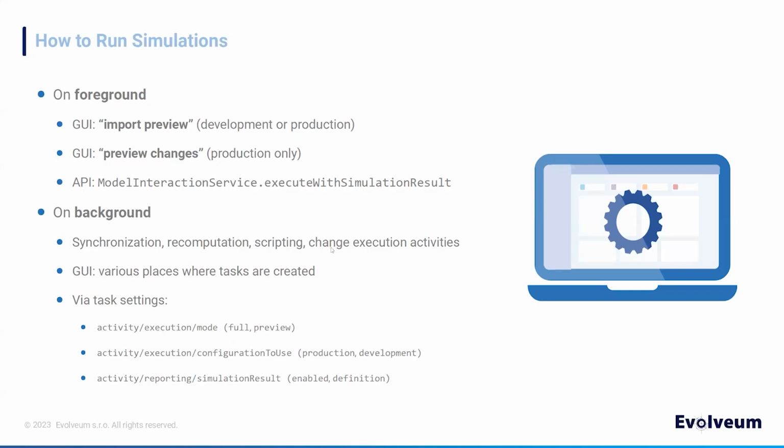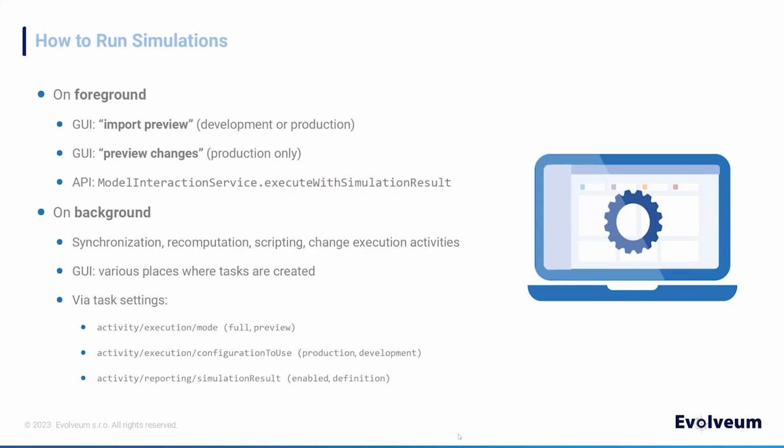There are three aspects that can be defined here. First, execution mode. There are 5 different values available, but for our purposes here, only 2 of them are of interest: either full mode, meaning the real execution, or preview mode, meaning the simulation. The second aspect is the configuration that is to be used. Currently, we can choose between production and the development one. And finally, specific settings related to simulation result creation are available.